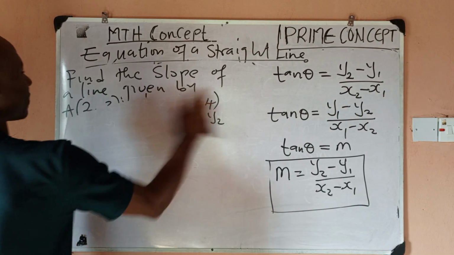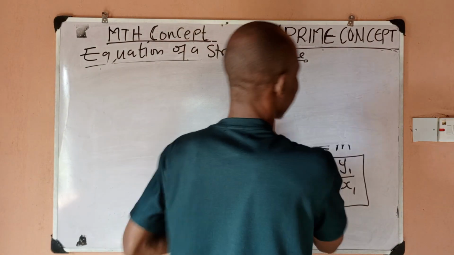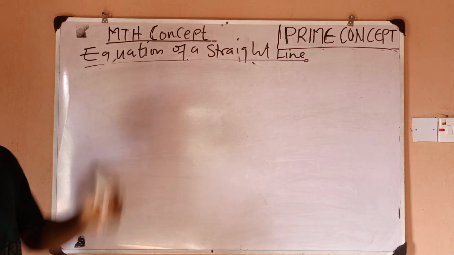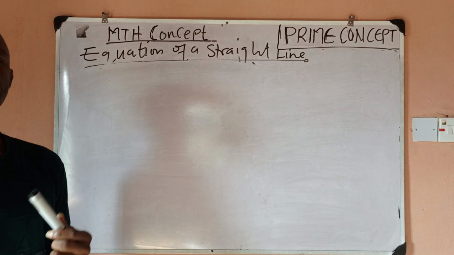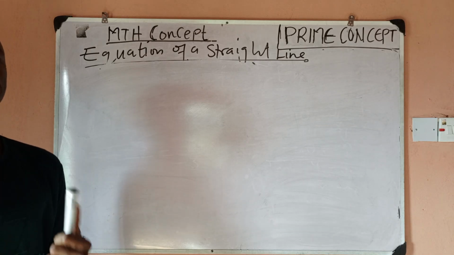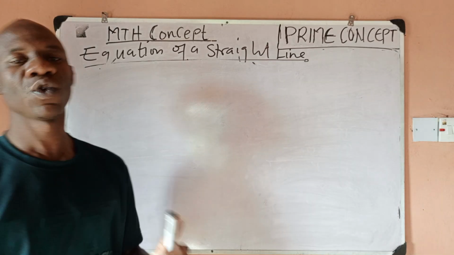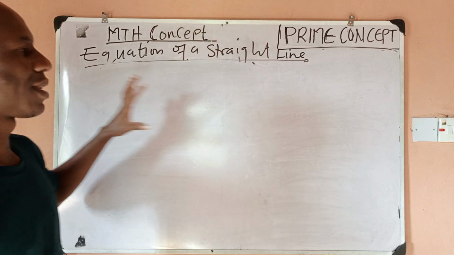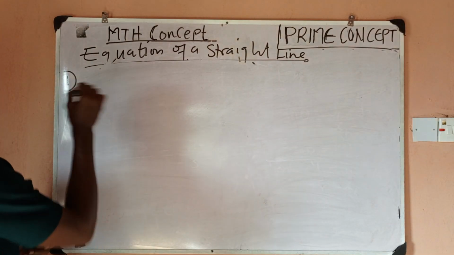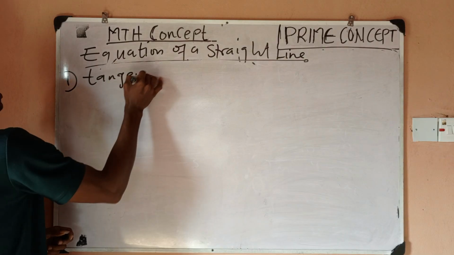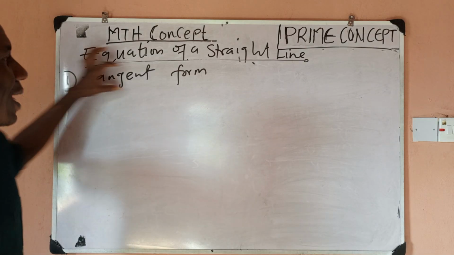Now we want to further this. Since we have learned the concept of slope, the next thing is we want to jump straight into how we can find the equation of a straight line, right? Now, we have 3 different ways, or 3 different forms, that we can use to get the equation of a straight line. Number 1 is what we know as the tangent form. So the equation of a straight line can be gotten in terms of tangent, right?